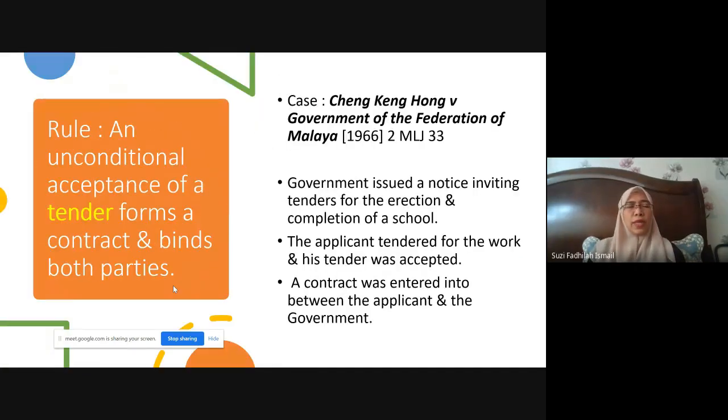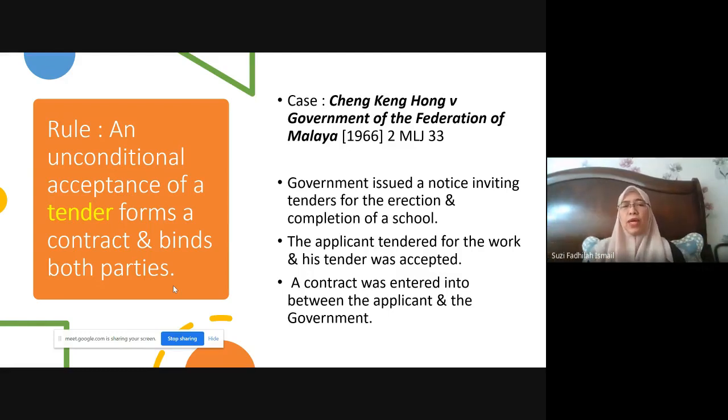And then another rule is that, remember, acceptance has to be unconditional. So an unconditional acceptance of a tender. Remember, tender is an offer, a type of offer. So if it involves unconditional acceptance of a tender, do we have a contract? Yes, it forms a contract and it binds both parties.